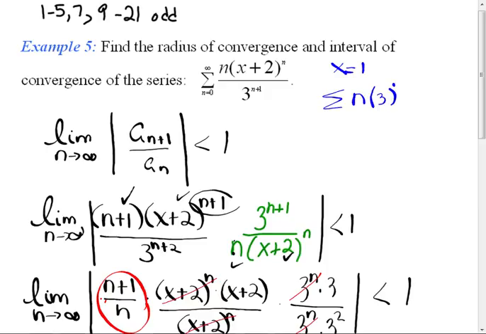Okay, guys. This is 3 to the n times 3. So this will cancel, right? This is equal to the summation of n over 3. Well, that's pretty easy. Does that converge or diverge? Diverges.